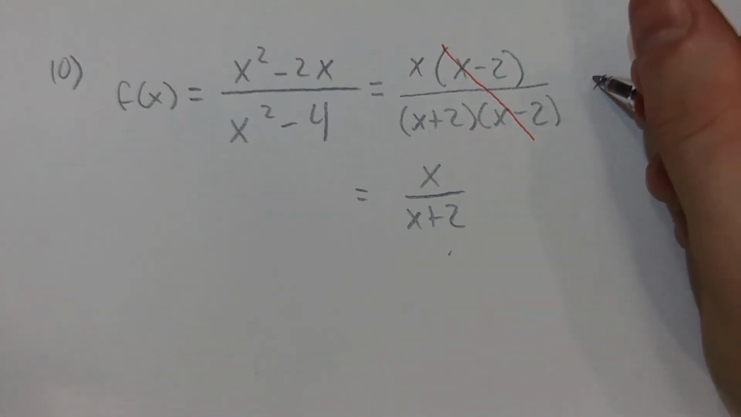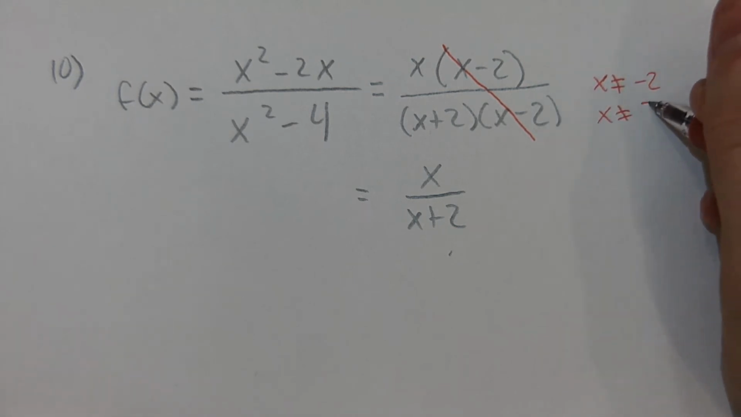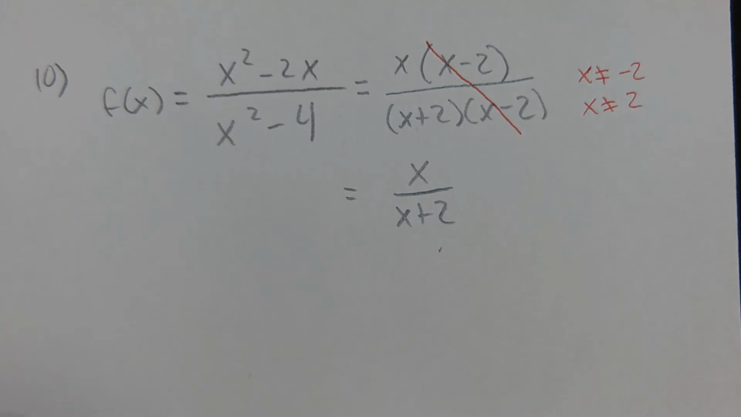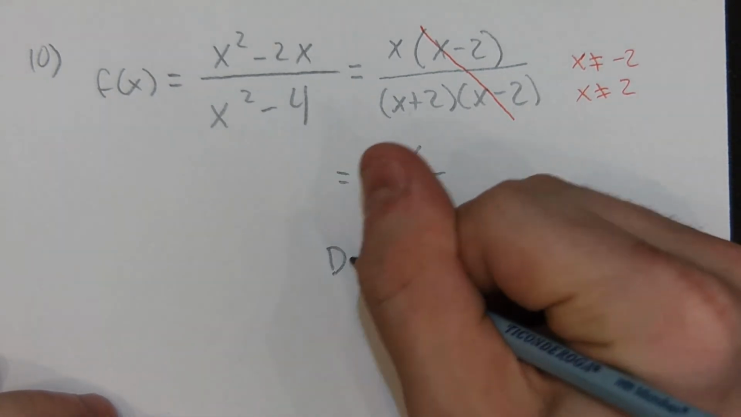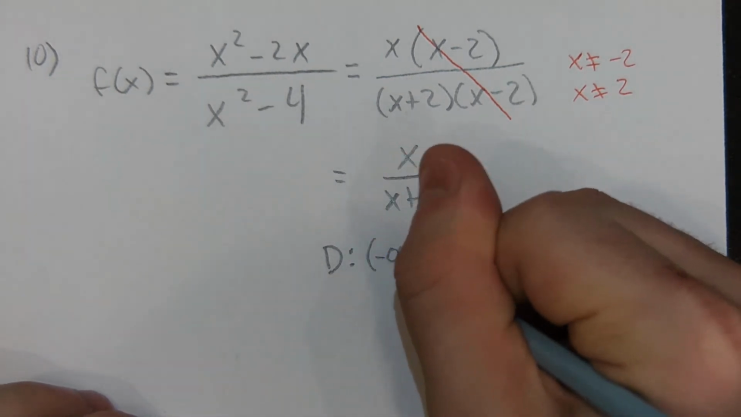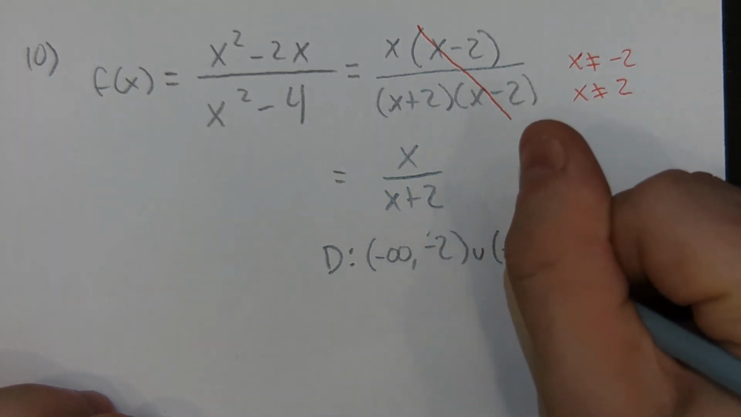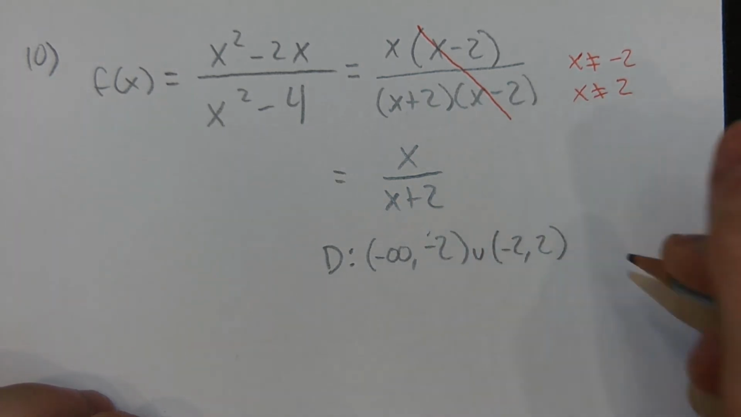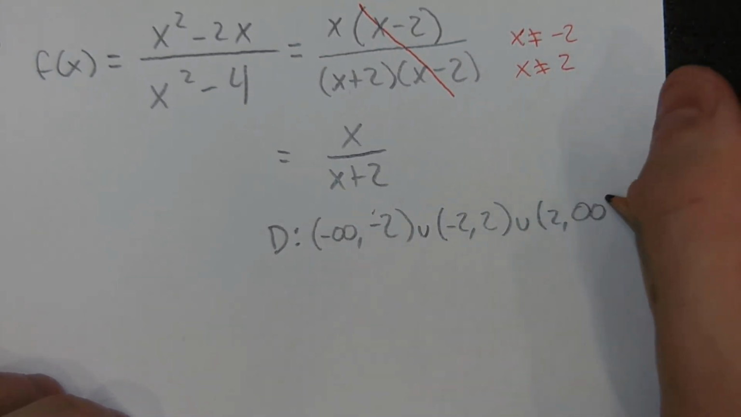So I can't have x being negative 2 or x being positive 2. Those are both problems for me. So the domain of this function is actually a string of unions. Negative infinity up to negative 2, hop over negative 2, negative 2 to positive 2, hop over positive 2, and then head towards infinity.